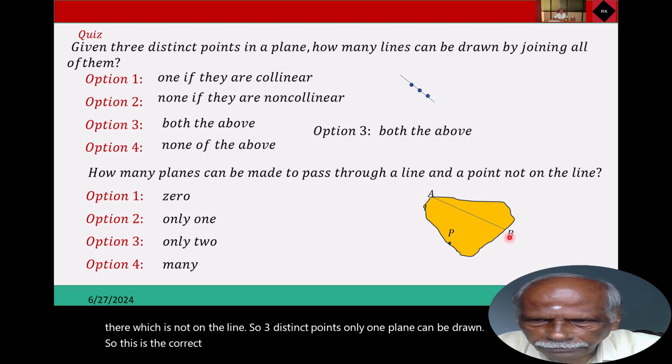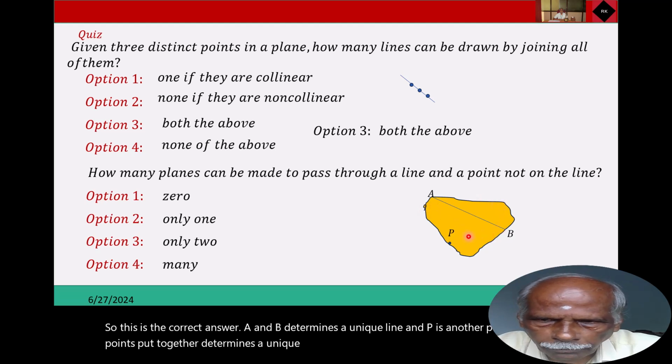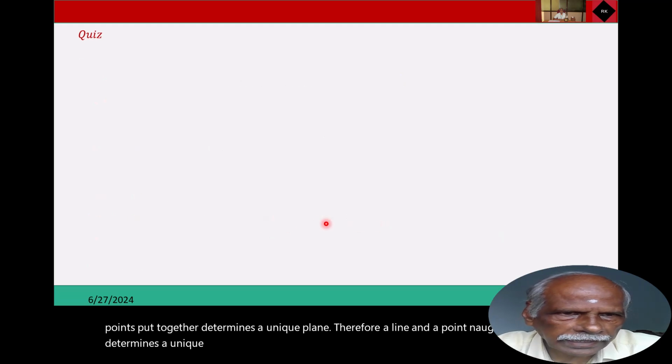A and B determine a unique line and P is another point. These 3 points put together determine a unique plane. Therefore a line and a point not on the line determine a unique plane. So option 2, only one is the correct answer.